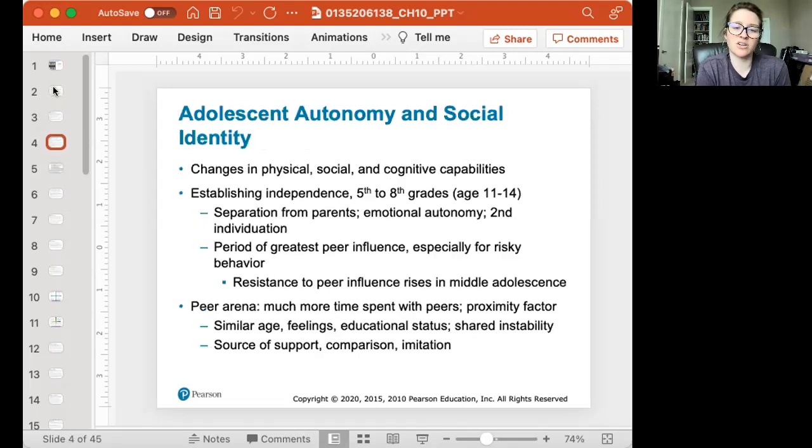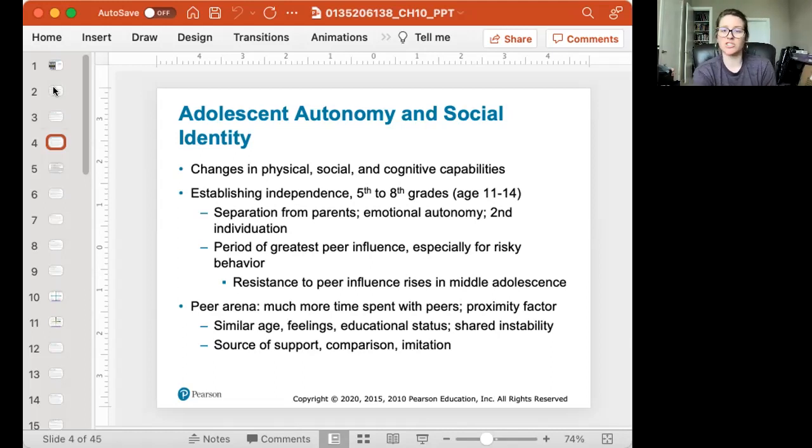So, adolescent autonomy and social identity. During the adolescent period, changes in physical, social, and cognitive capabilities occur. They start to establish independence between 5th and 8th grade, so roughly ages 11 to 14. And this independence involves separation from parents, emotional autonomy, and a second individuation of "I'm not my parents, I'm going to figure out who I am, I'm going to figure out what things I do or don't want to take from what my parents have taught me or shown me or exemplified for me," right?